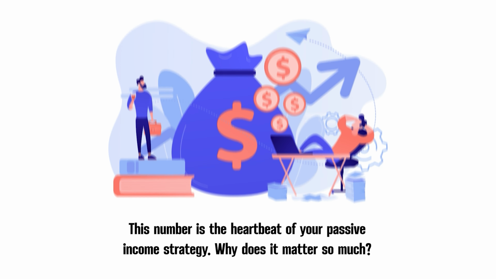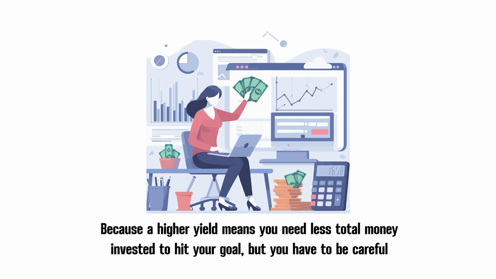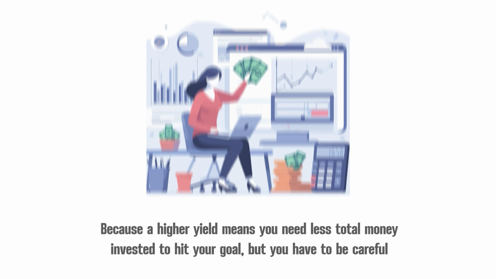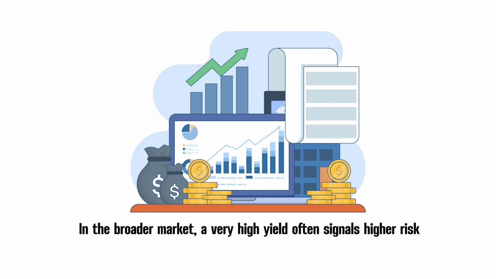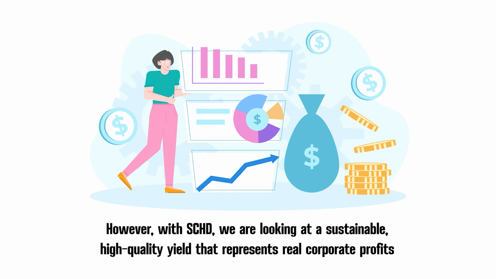Why does it matter so much? Because a higher yield means you need less total money invested to hit your goal. But you have to be careful. In the broader market, a very high yield often signals higher risk. However, with SCHD, we are looking at a sustainable, high-quality yield that represents real corporate profits.